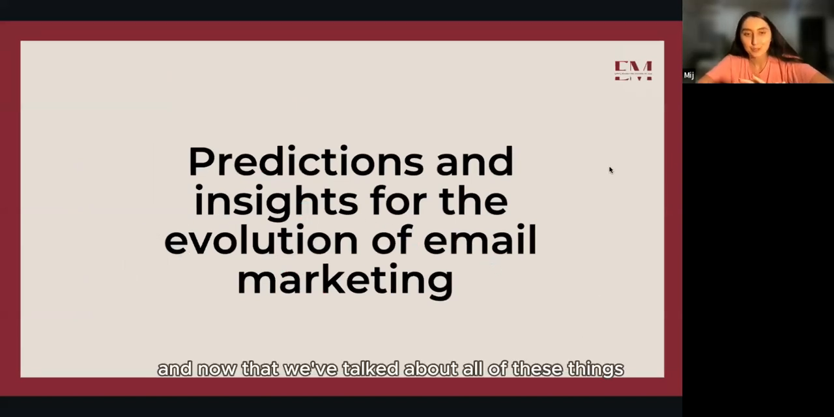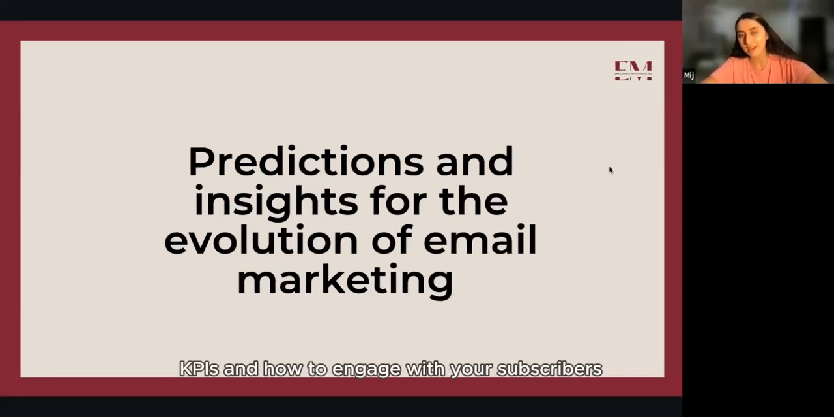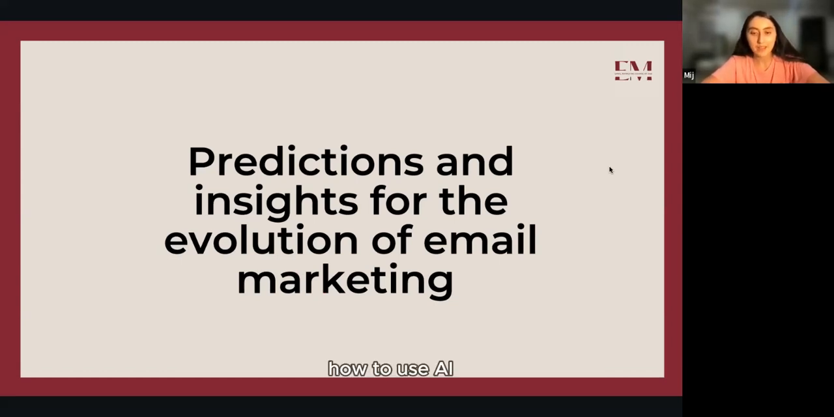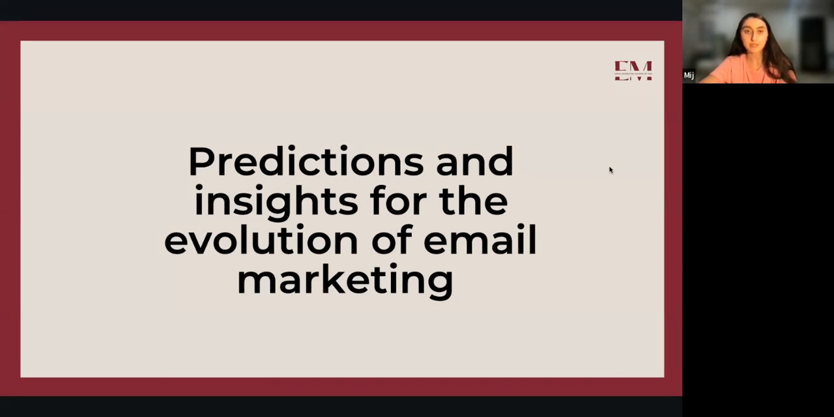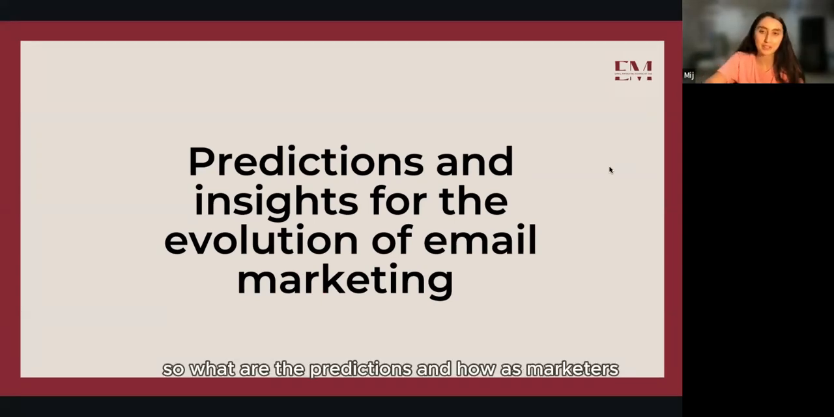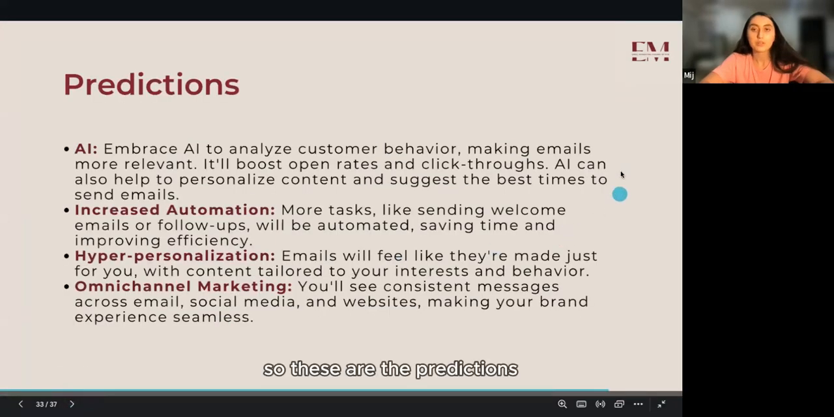And now that we've talked about all of these things, we've learned about the types of emails, the KPIs, how to engage with your subscribers, and how to use AI. It's almost the end of this class. So I want us to talk a little bit about the predictions and insights for the evolution of email marketing. What are the predictions and how, as marketers, do we need to adjust to that? Let's go. So these are the predictions.